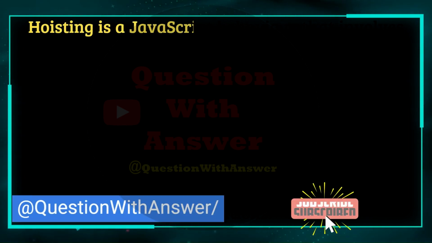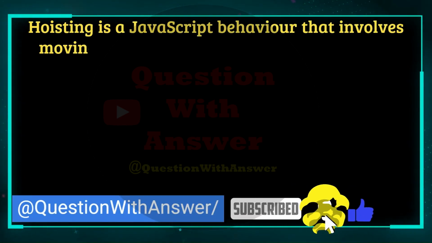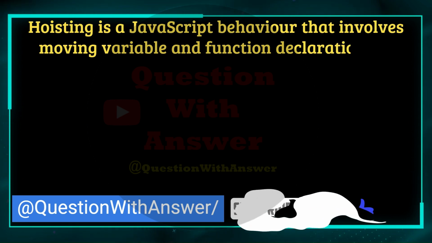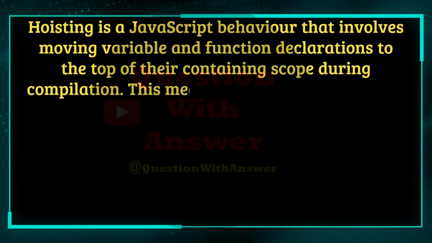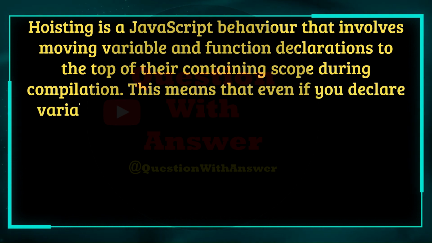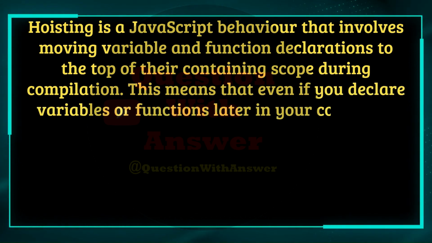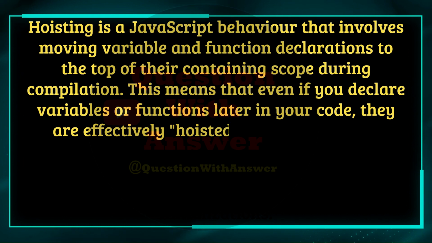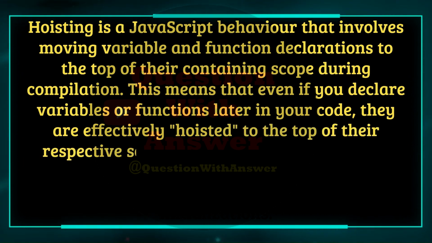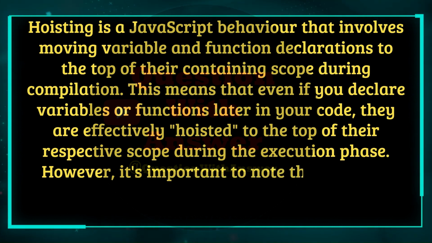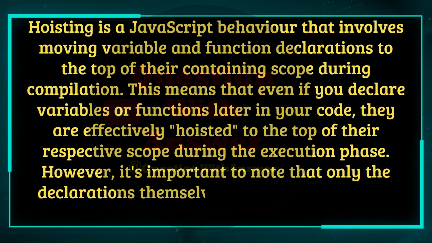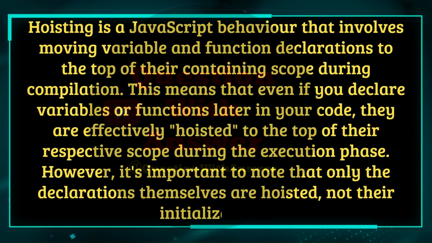Question 5. Explain hoisting in JavaScript. Hoisting is a JavaScript behavior that involves moving variable and function declarations to the top of their containing scope during compilation. This means that even if you declare variables or functions later in your code, they are effectively hoisted to the top of their respective scope during the execution phase. However, it's important to note that only the declarations themselves are hoisted, not their initializations.